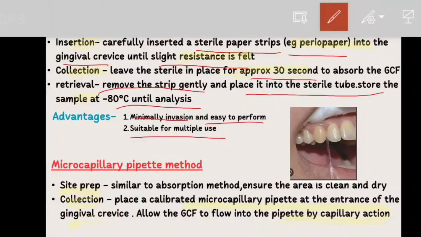So now the second one is the microcapillary pipette method. You can see in the diagram, this one is the microcapillary pipette method. So in site preparation, it is the same as the observation method. Then place a calibrated microcapillary pipette at the entrance of the gingival crevice. Then GCF flows into the pipette by capillary action.